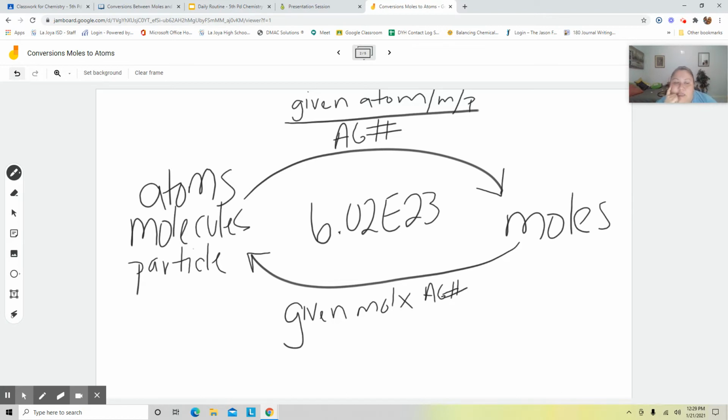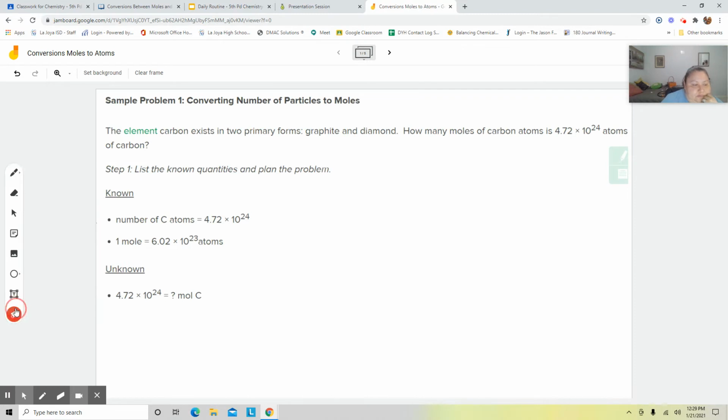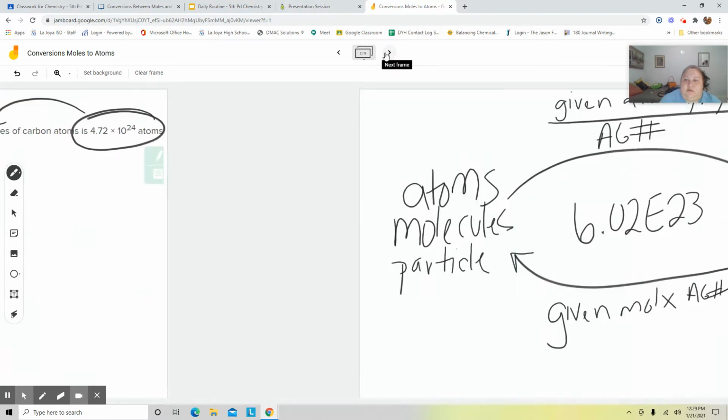Okay? Now that we know the strategy, let's figure out what we need to do. Do we need to divide? Do we need to multiply? Let's look at the question. It's asking us, and let me circle, it's asking me to start at atoms and change it to moles. You see that? What's my strategy?